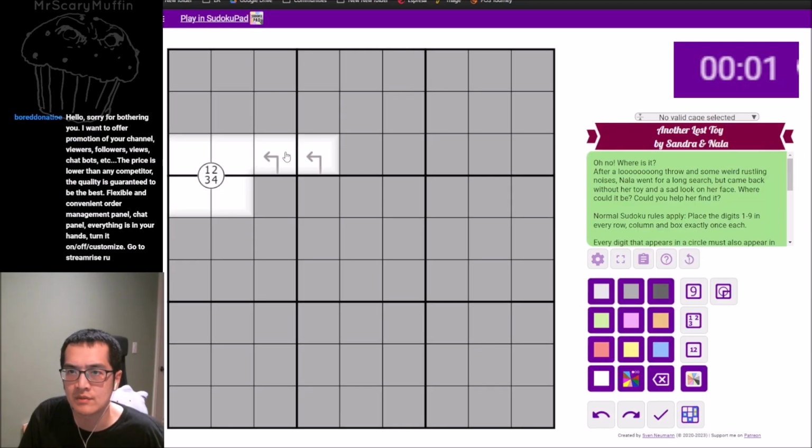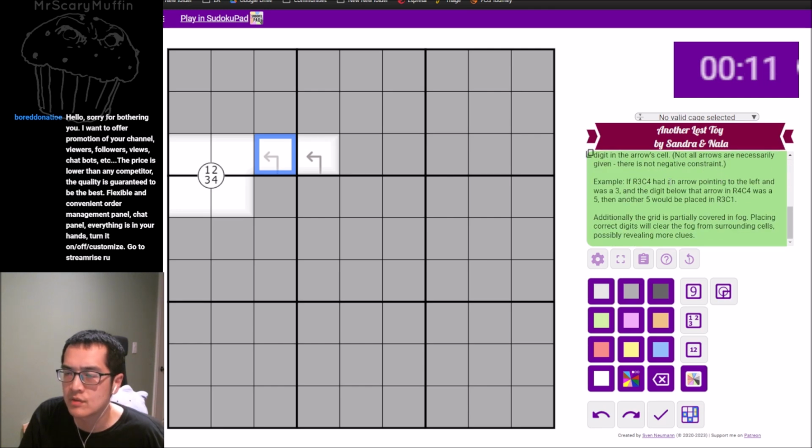Yeah, so we have these arrows. So I'm assuming, therefore, there's a digit here, and then this is n, and the example here. So row 3, column 4. Arrow pointing to the left.